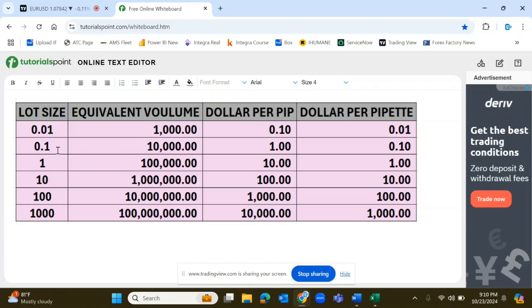Now look at this. For you to be able to pick a lot size of 0.01 in forex, you need to have a minimum of $1,000 in your trading account balance. For 0.1 lot size, you need at least $10,000. To trade one lot size, you need at least $100,000, and likewise for 10 lot size, you need at least $1 million in your forex trading account.